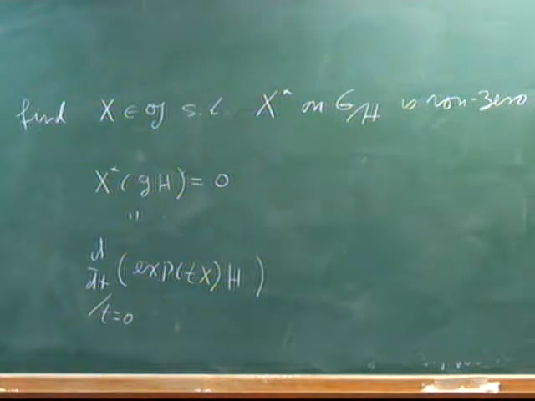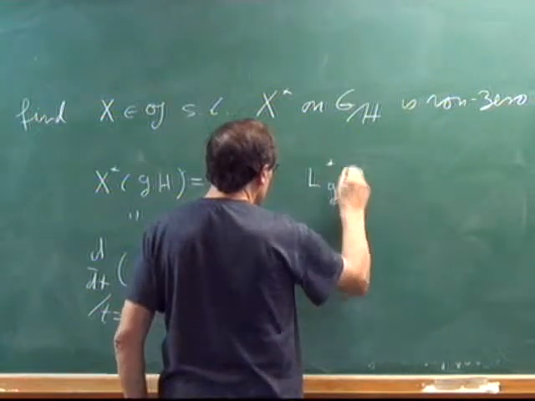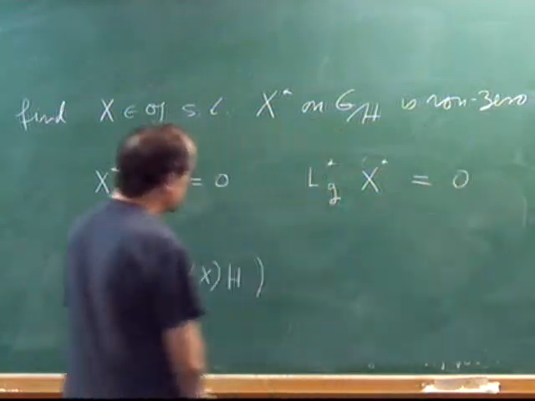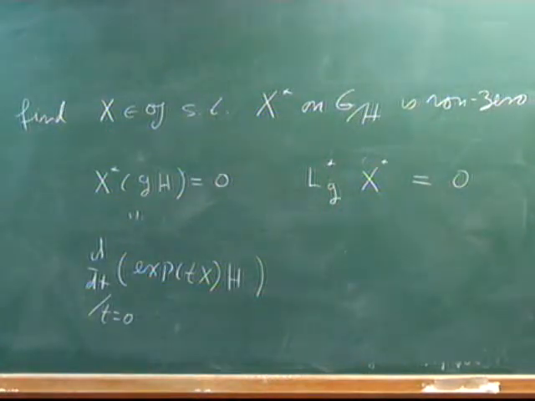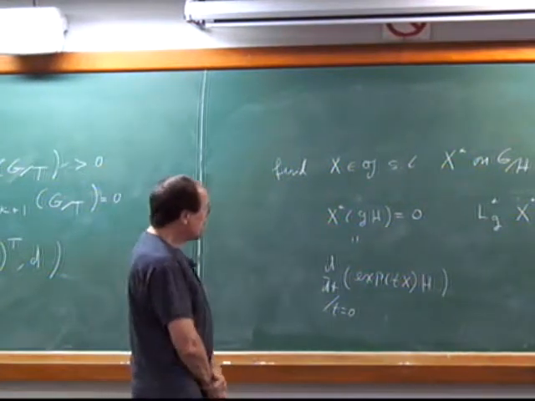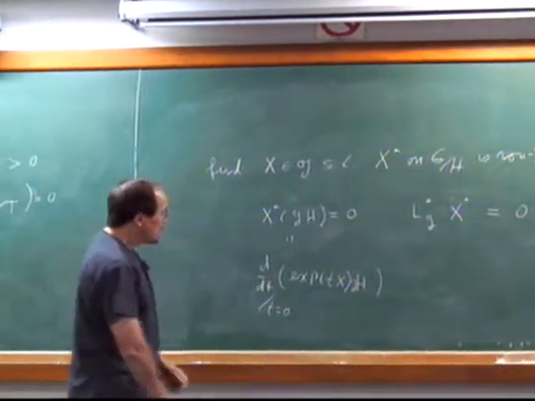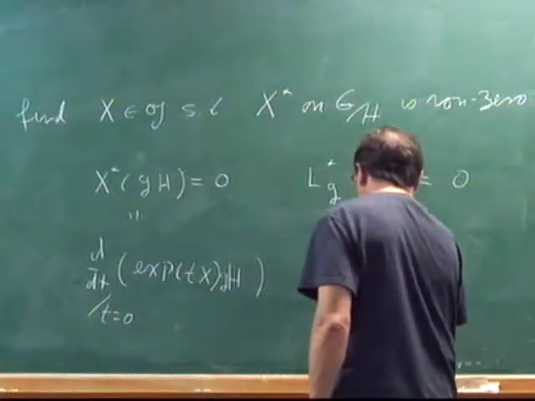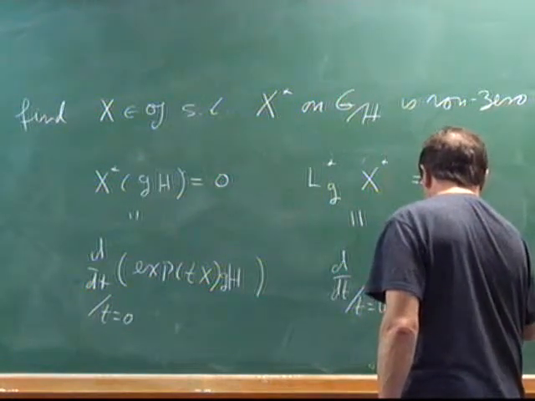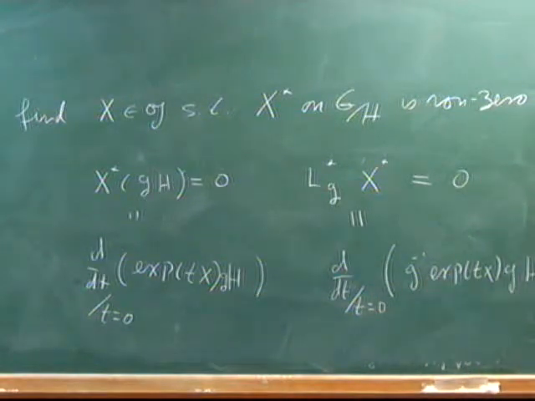This was the definition. For this to be 0 is the same thing as saying that if I apply left translation to the vector field X star, it's equal to 0. Or being non-zero is the same thing as this being non-zero. Well, so that means that left translation applied to this here must be non-zero, which says that this is the same thing as saying d/dt at t equal to 0 of g inverse exp(tX) gh is equal to 0.